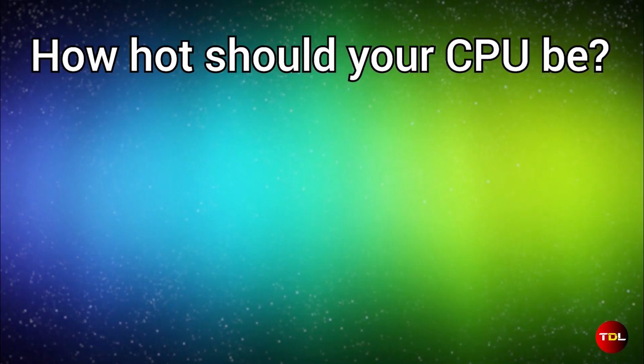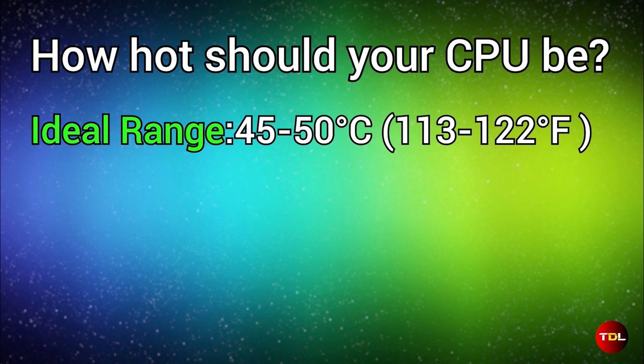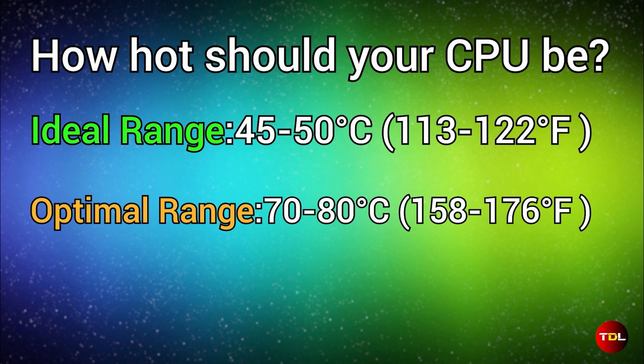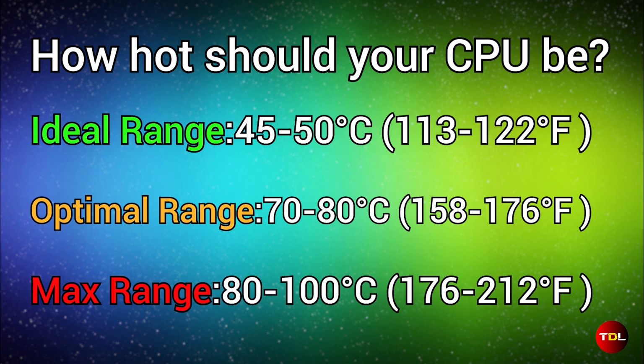Now that you know how to monitor your CPU temperature, you might be wondering what is the ideal range for it. This depends upon how you're using it. Generally speaking, a good CPU temperature when idle is around 45 to 50 degrees Celsius. When you're gaming, video editing, graphic designing, or doing some other demanding task, your CPU should stay in the range of 70 to 80 degrees Celsius. This is still acceptable, but you should avoid going higher than this.